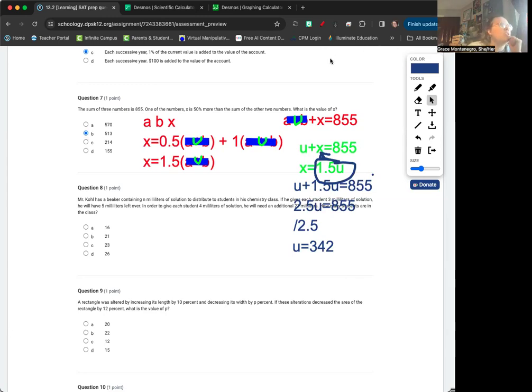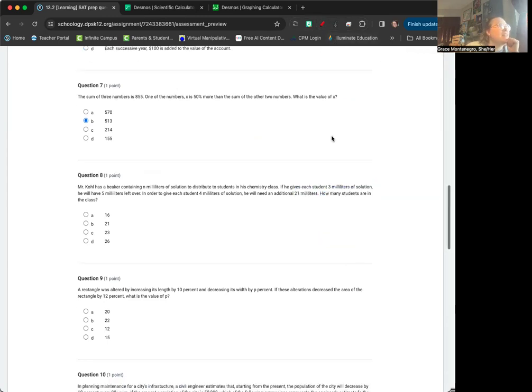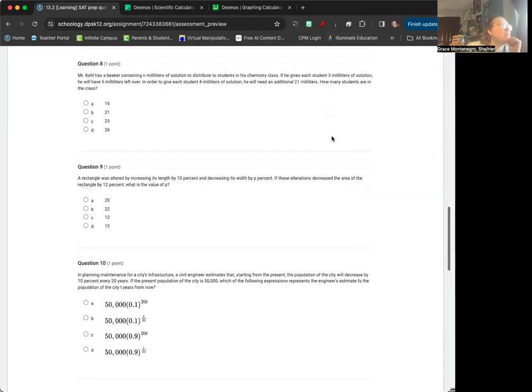Let's see if I can get one or two more questions done before I have to go for my next office hours. Okay, Mr. Cole has a beaker containing n milliliters of solution to distribute to students in his chemistry class. If he gives each student 3 milliliters of solution, he will have 5 milliliters left over. In order to give each student 4 milliliters of solution, he will need an additional 21 milliliters. How many students are in the class?